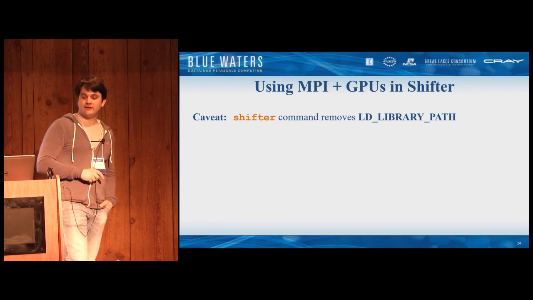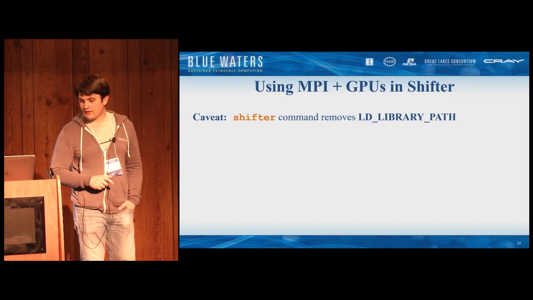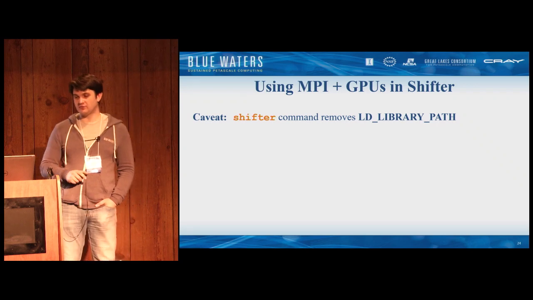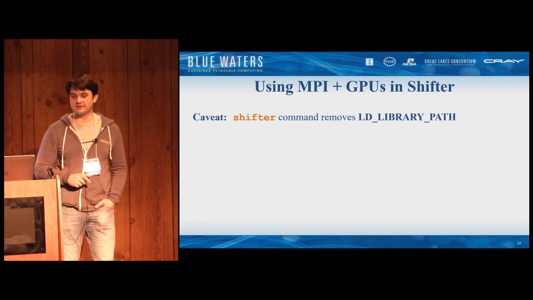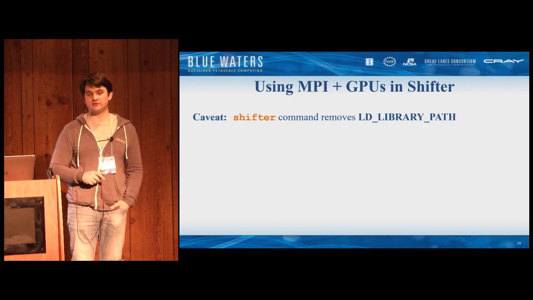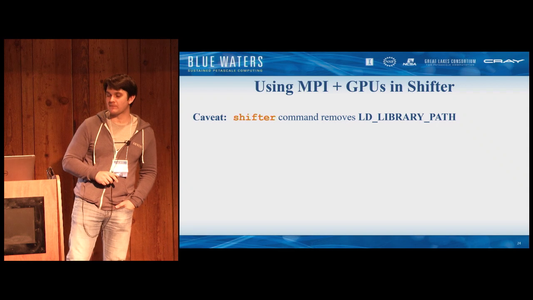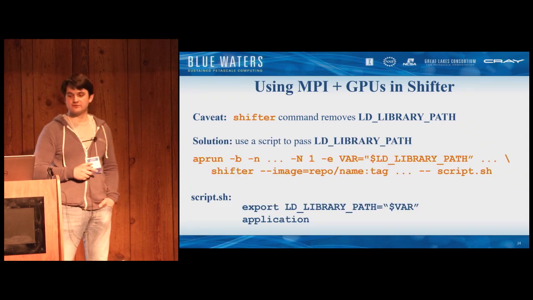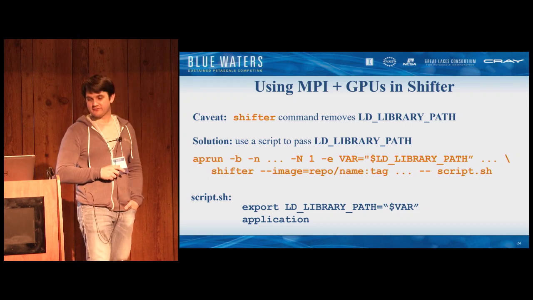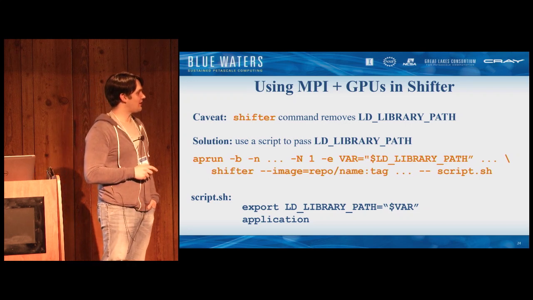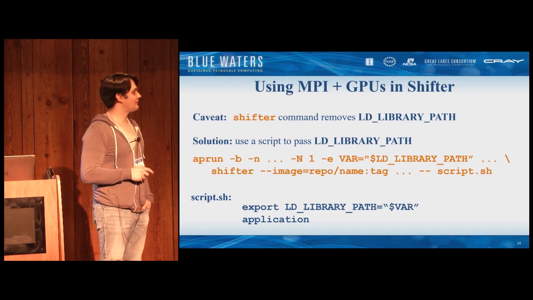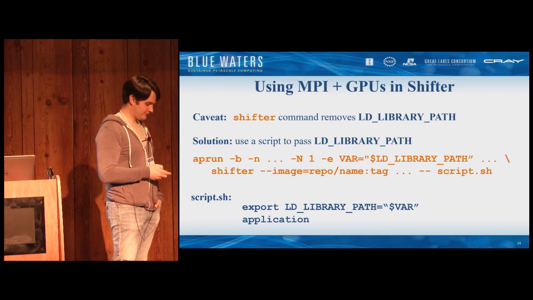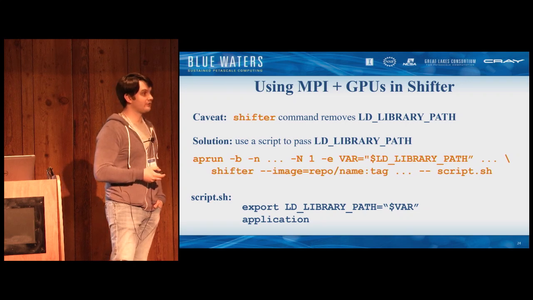The caveat here is when we combine MPI and GPU. The problem is that the Shifter command removes LD_LIBRARY_PATH, which is important for MPI. So to solve that, we have to use a small trick. Instead of just using our application on the command line, we have to use a script, and in that script, we have to somehow restore LD_LIBRARY_PATH.